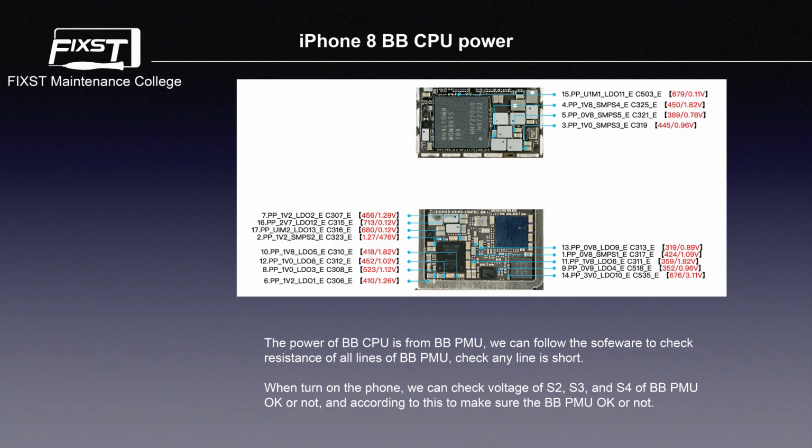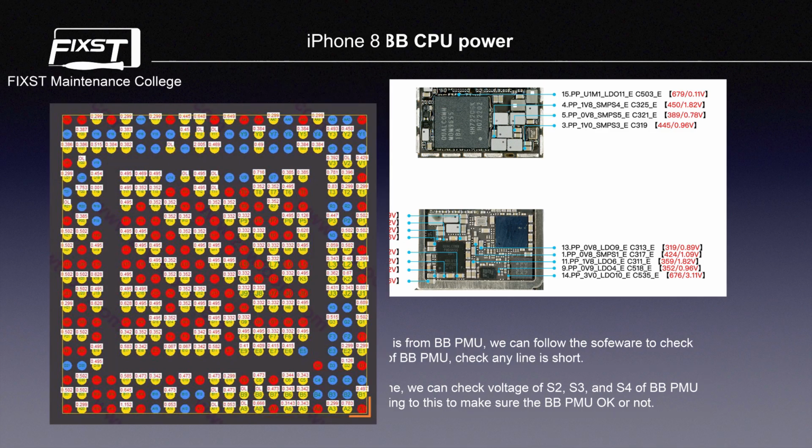Next, let's check the iPhone 8 BB CPU power. The power of the BB CPU is from the BB PMU. We can follow the software to check the resistance of all lines of the BB PMU and check whether any line is short. When we turn on the phone, we can check whether the voltage of S2, S3, and S4 of the BB PMU is okay or not, and according to this, make sure whether the BB PMU is okay or not.